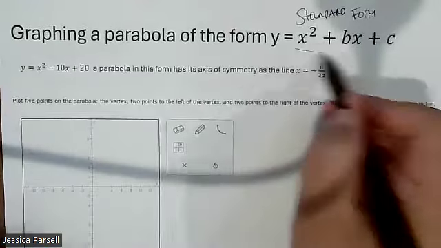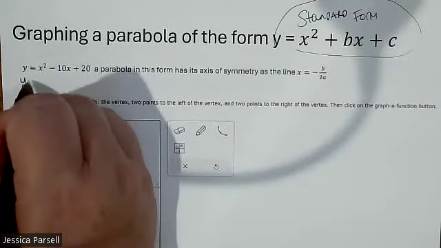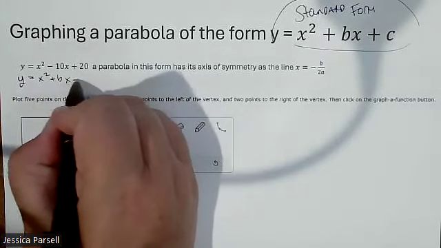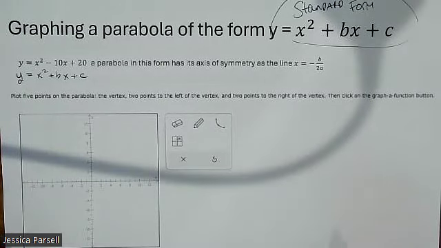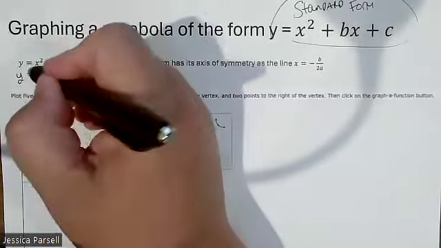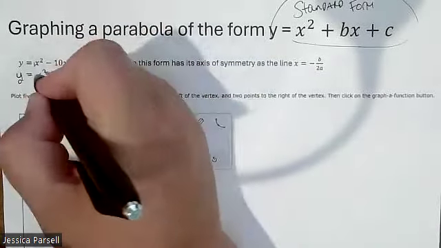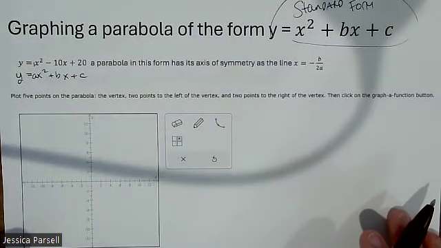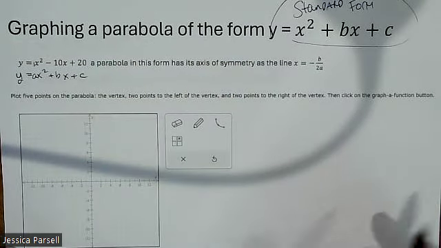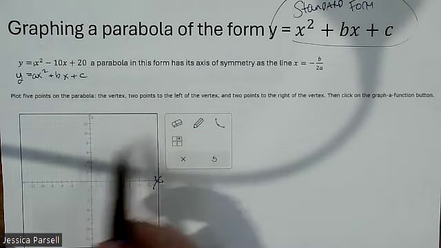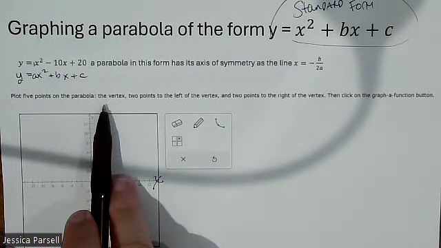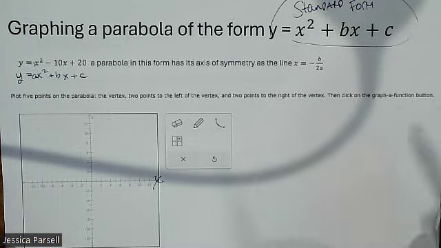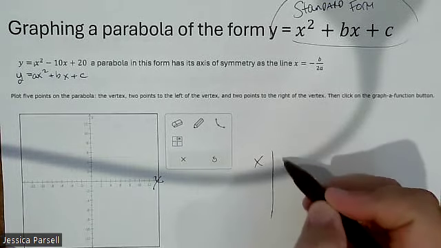So if we wanted to, we could write this standard form right below this, y equals x squared plus bx plus c. Okay, now if we were going to use the quadratic formula, we would know that our a value is 1, right? So that should be ax squared. Our b value is -10, and our c value is 20. But they're not asking us to find where the parabola crosses the x-axis. They want us to plot 5 points on the parabola, the vertex, 2 points to the left and 2 points to the right. So we're going to end up having to make a little table again.